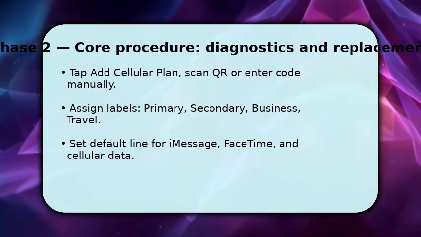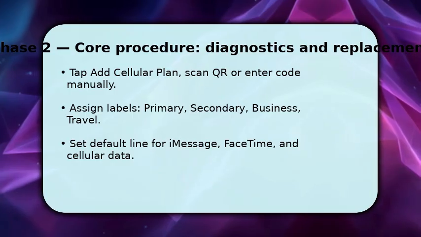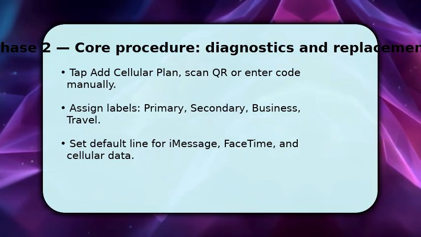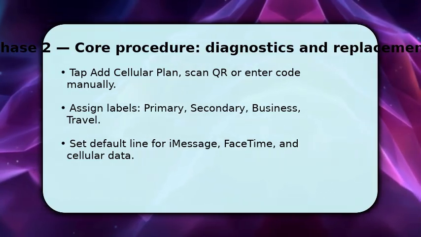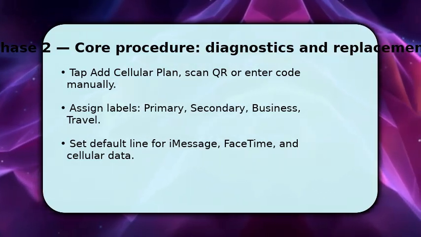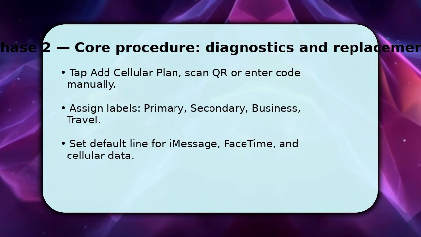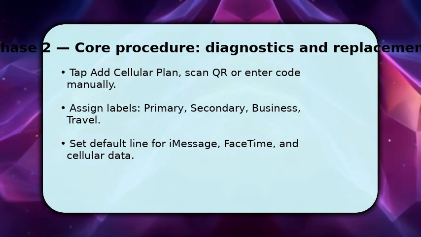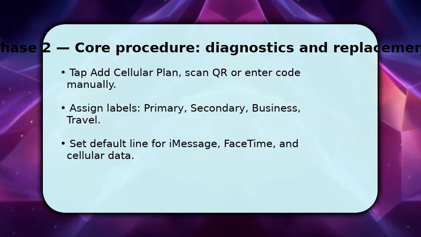Then choose which line is your default for iMessage and FaceTime, and which line provides cellular data. Make sure to select call forwarding or voice line preferences if you want one number prioritized. This prevents dropped calls and billing surprises.